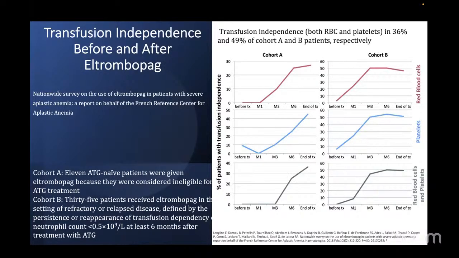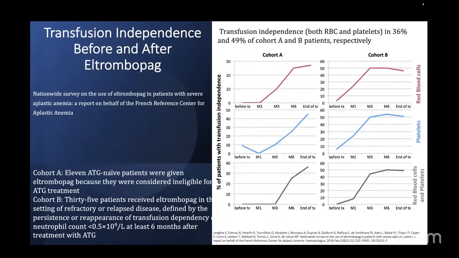Transfusion independence before and after Eltrombopag. Here we can see cohort A and cohort B patients. Cohort A are the ATG naive patients. They were given Eltrombopag because they had some or other ineligibility criteria for ATG. And in cohort B, 35 patients received Eltrombopag in the setting of refractory or relapsed disease, which is defined as the persistent transfusion dependency state at least 6 months after the treatment of ATG. So they have failed ATG. So cohort A is ATG naive and cohort B is ATG failed.